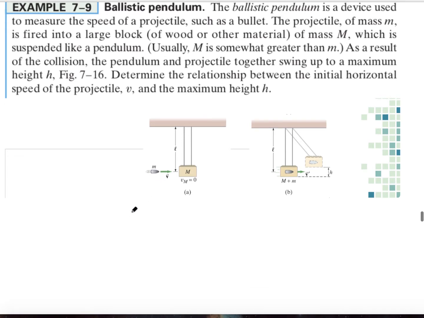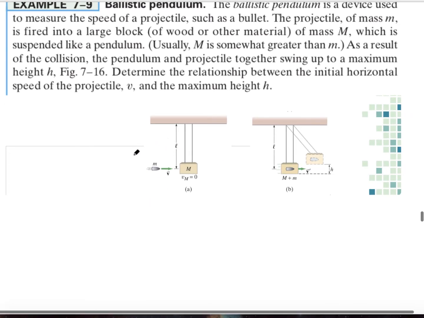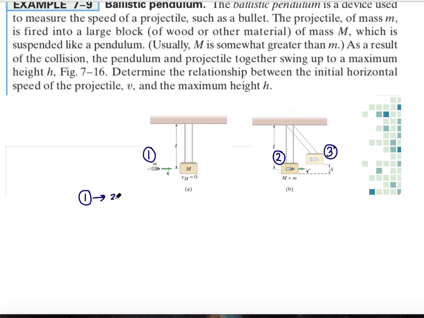So, to begin with, we have really three different stages. We have before the collision, which we'll mark as 1. We have immediately after the collision, before the block starts to move upward. And then finally, we have the block at its maximum height. So to start analyzing this situation, we're going to begin with stage 1 to stage 2. And from this, we are just using conservation of momentum. So P1 is equal to P2.